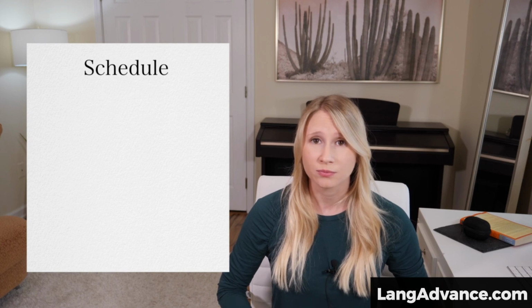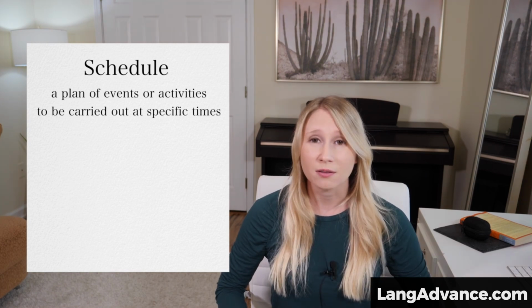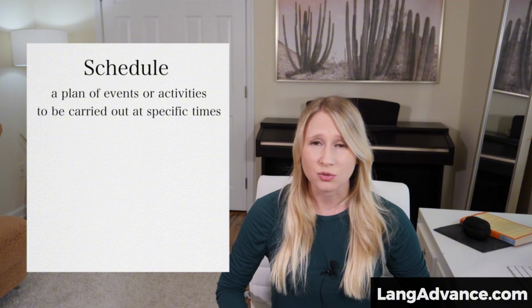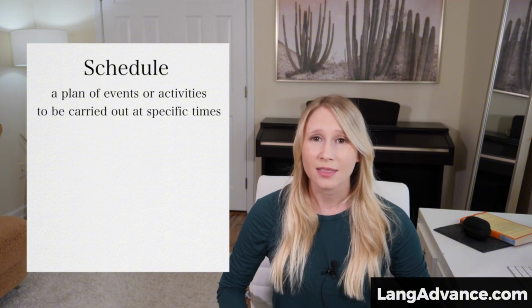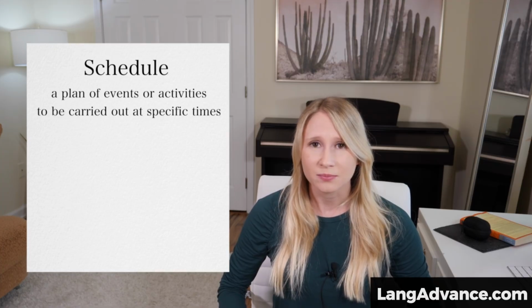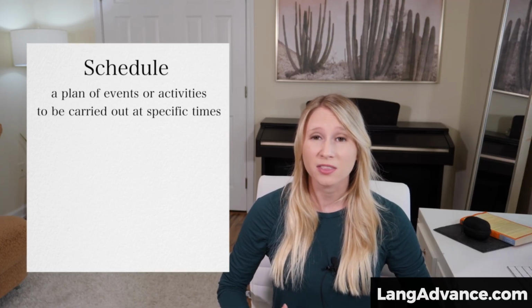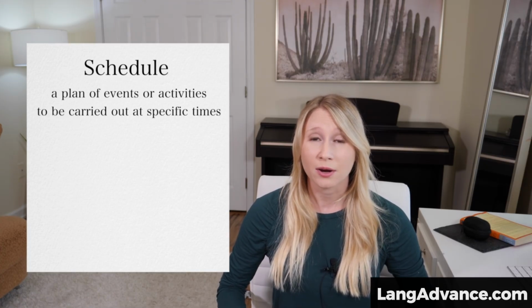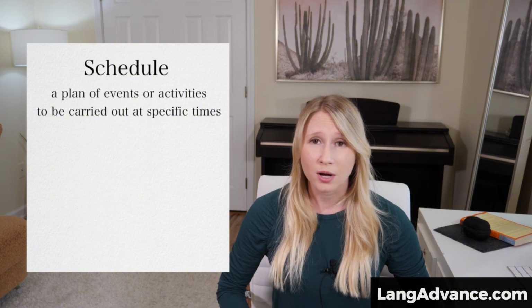Schedule. A schedule is a plan of events or activities to be carried out at specific times. Some people write down parts of their schedule by making a list. They may write down events or activities such as appointments, meetings, parties, or things that they need to get done. In our conversation, we were talking about the general schedule of an average American. We talked about when Americans wake up, what time they go to work, meal times, and bedtime.